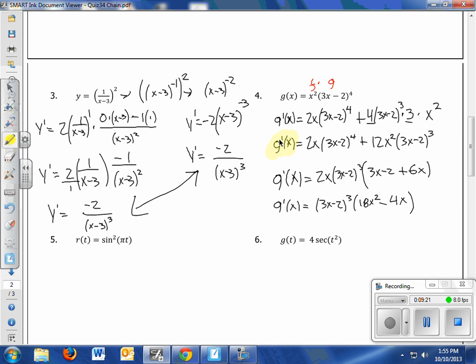This, of course, is your derivative, and this is an answer. If you had to answer this on a free response, and we're not instructed to simplify in a particular way, this would be correct.